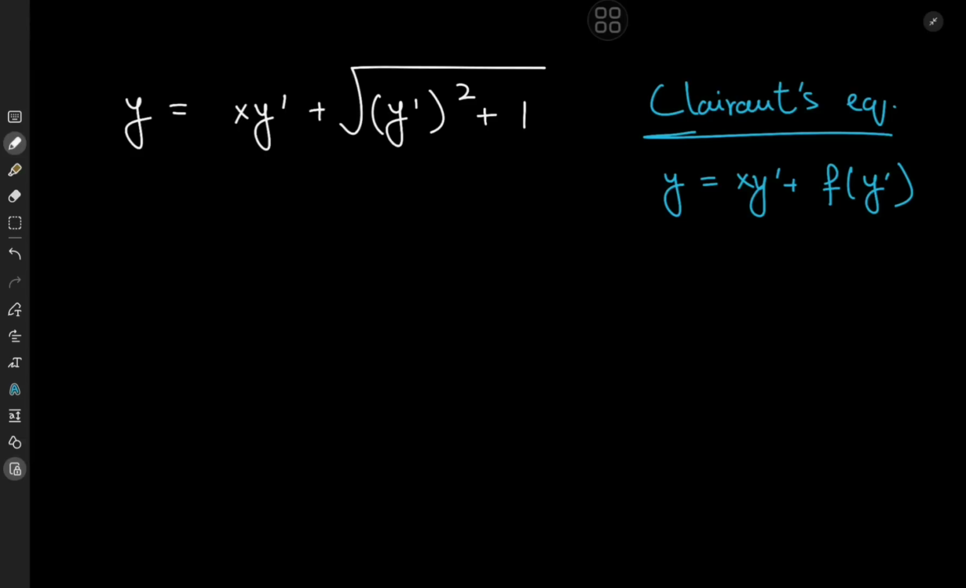Let's see what we have. We have y equal to xy prime plus the square root of y prime squared plus 1. So it's a pretty interesting nonlinear differential equation, and it's actually an example of a class of differential equations called, I hope I'm not going to butcher this guy's name, Clairaut's equations. Correct me if my pronunciation is wrong in the comment section. Thank you. Where the general form is y equal to xy prime plus f of y prime, where f is a continuously differentiable function.